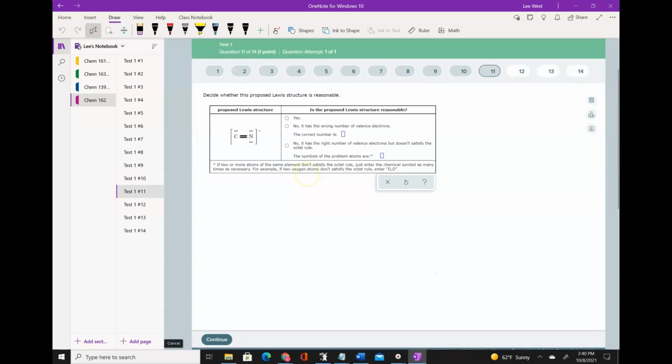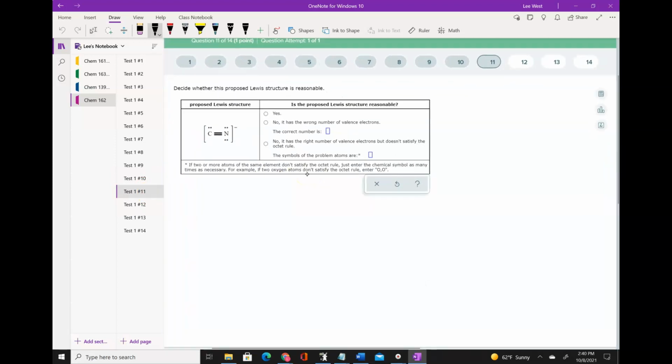Now, this is kind of some of the newer stuff. It says, decide whether this proposed Lewis structure is reasonable. To check a Lewis structure, you've got to do 2 things. The total number of valence electrons is correct.